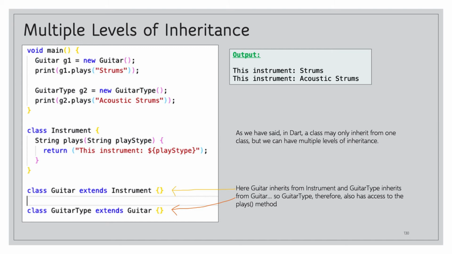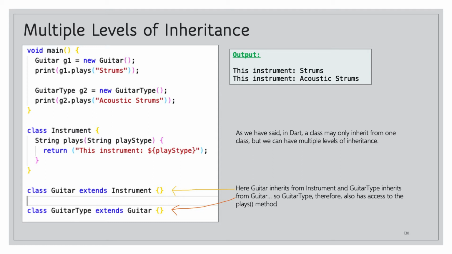So we've seen that on the previous slide. All that is G1, the instance of guitar, has access to the methods in its parent instrument. Now we have guitar type G2 equals new guitar type. So now we're working off the guitar type class. We have an instance of that called G2. G2 also has access to plays, its parent's parent.